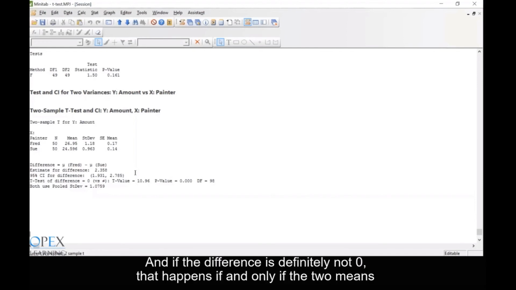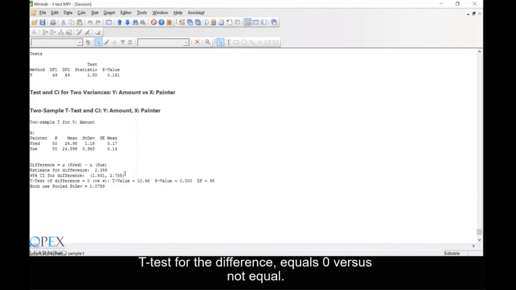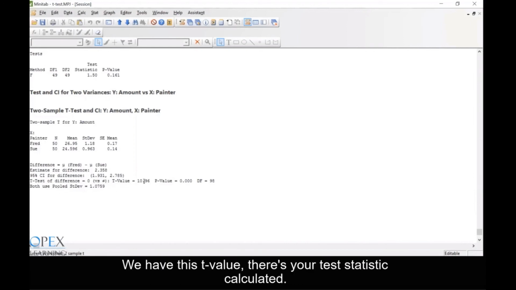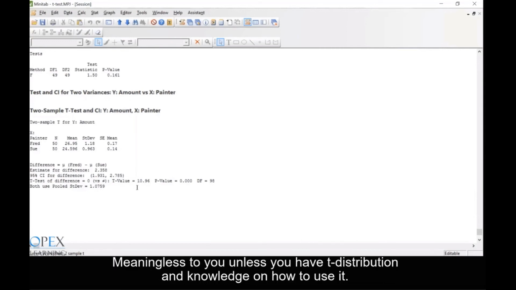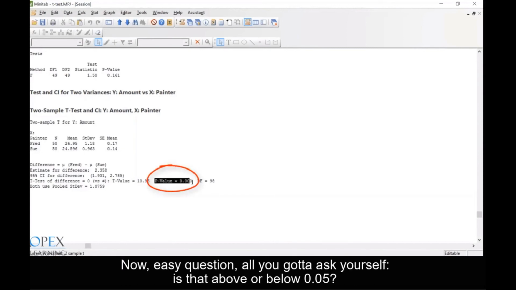And if the difference is definitely not 0, that happens if and only if the two means are definitely not the same. Now the hypothesis test approach. T-test for the difference equal 0 versus not equal. We have this T value. There's your test statistic calculated. Meaningless to you unless you have a T distribution and knowledge on how to use it. But we have our P value. The P value, 0.000. Now, easy question. All you got to ask yourself is, is that above or below 0.05?